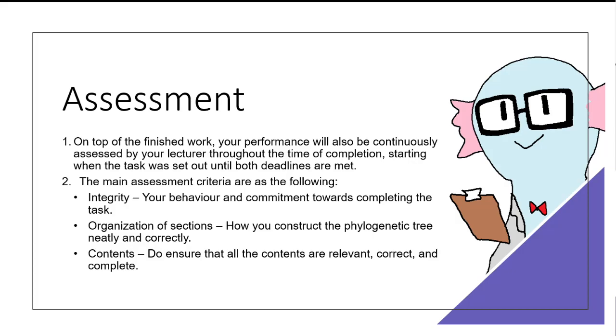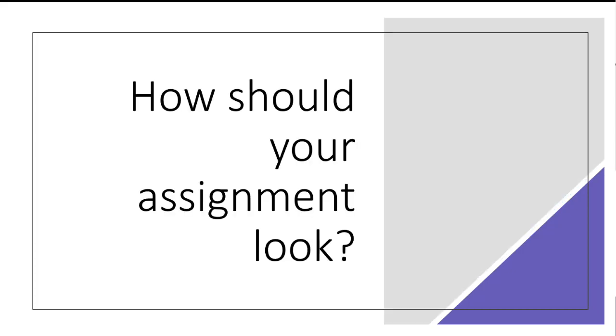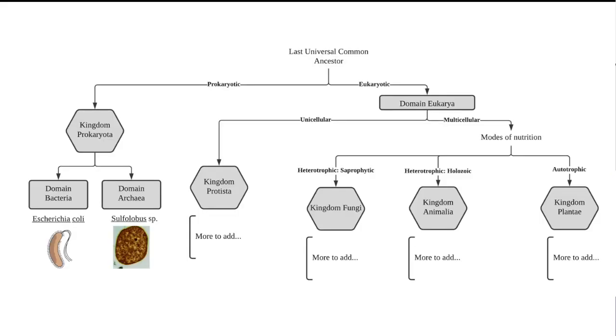The main assessment criteria are as the following. I look at your integrity, I look at the organization of your sections, and I look at the contents. So how should your assignment look? I would like you to start the top of your assignment with stating last universal common ancestor. Some people write 3-domain system or 5-kingdom system at the top, but I prefer to have last universal common ancestor at the top. And then we can use Whittaker's 5-kingdom classification system and divide it based on whether it is prokaryotic or eukaryotic. So as you can see here, I've written prokaryotic, eukaryotic.